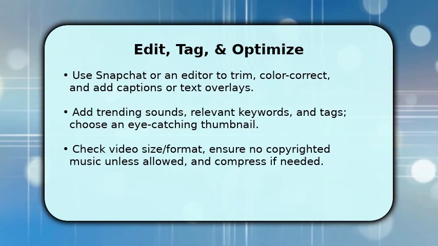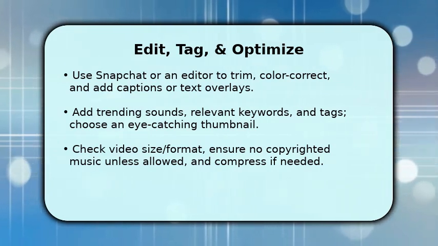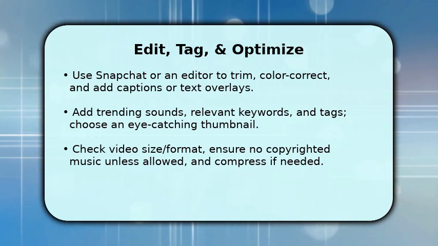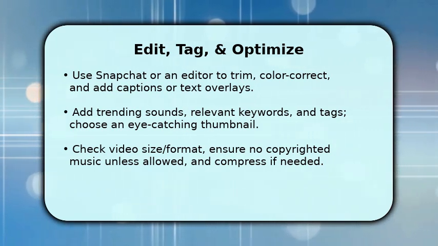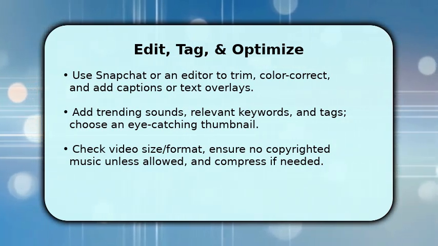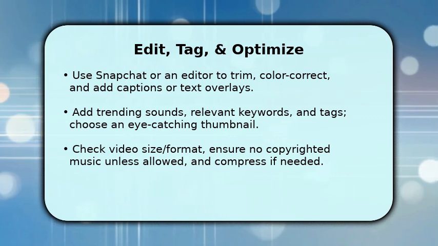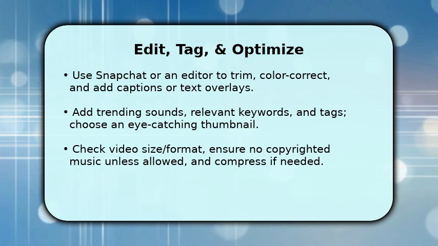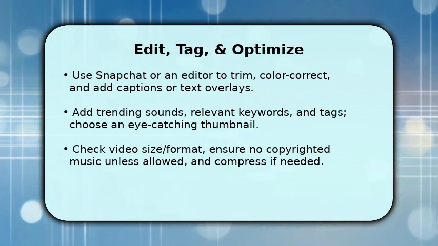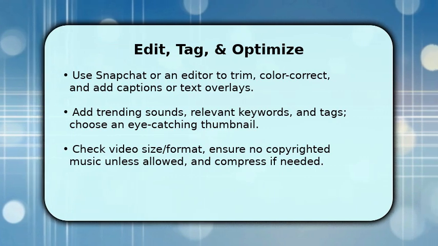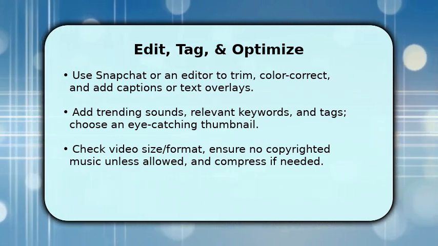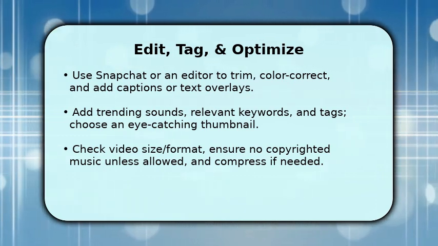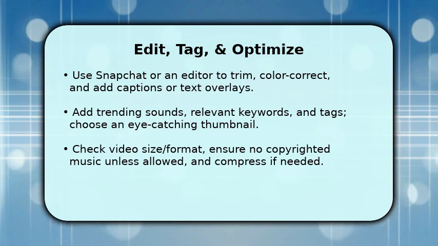Now focus on making the clip discoverable and engaging. Open your clip in Snapchat or an editor to trim, fix color, stabilize motion, and add readable captions so viewers watch without sound. Then pick a trending or permitted sound to boost reach and write concise keywords and tags that describe the content. Choose a clear thumbnail that shows the hook in the first second. Make sure file format and size meet Snapchat limits. Compress lightly to keep quality while avoiding upload errors.